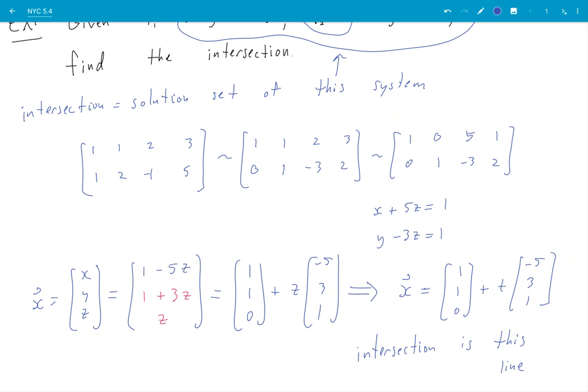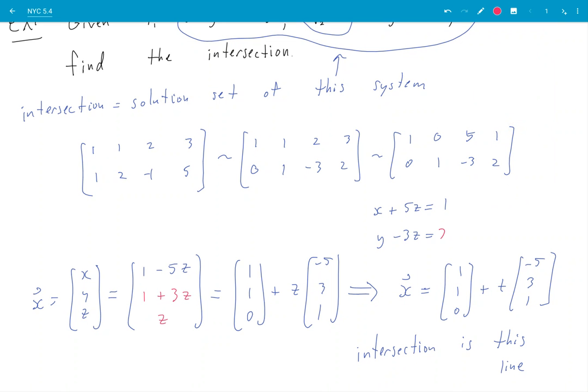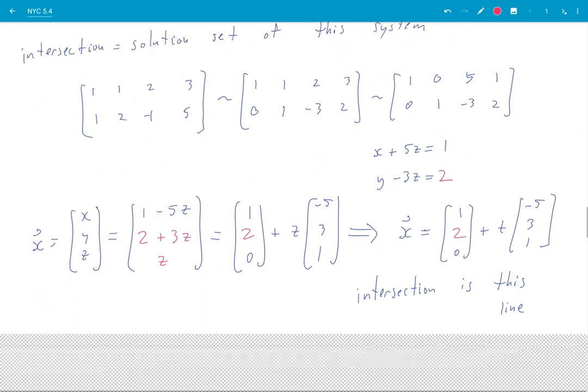Did I make another mistake? Oh, I did make another mistake. There is a 1 that should be a 2 here. 2. Okay, now that looks okay. Anyways, two planes intersect in a line, or they don't intersect at all.